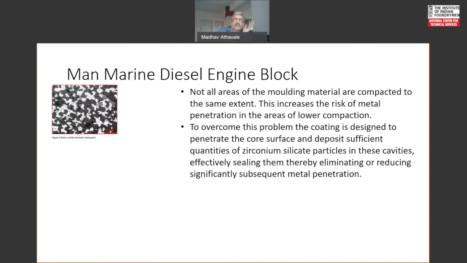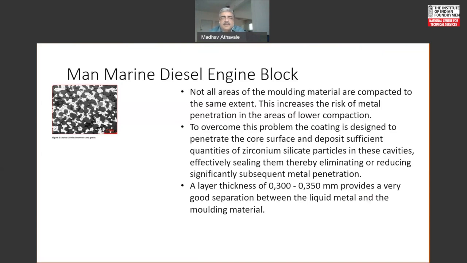Now, to overcome this issue of uneven compaction and openness of the surface in some areas, they designed a coating to penetrate the core surface and deposit sufficient quantities of zirconium silicate in this case, in these cavities, sealing them, and then either eliminating or reducing the metal penetration. So, a base coating in specific areas, sort of anti-penetration coating you can call.